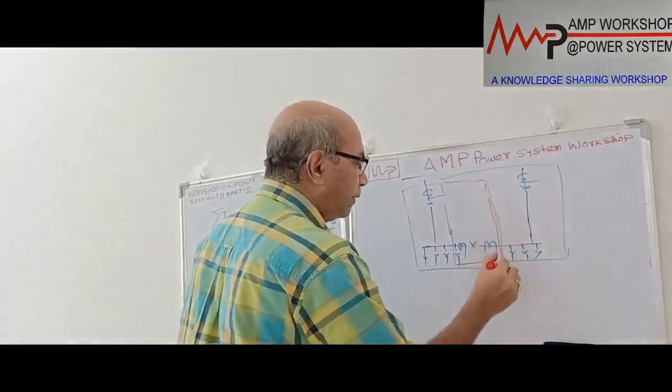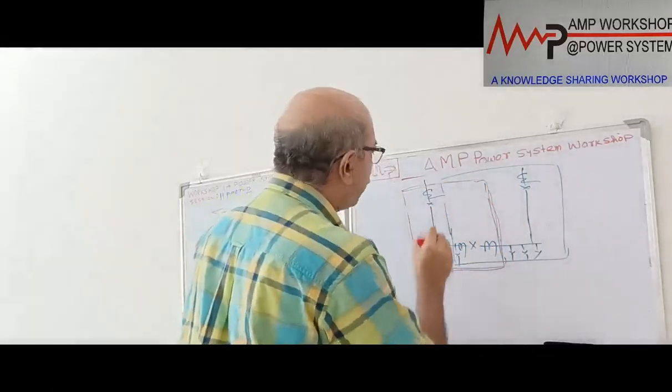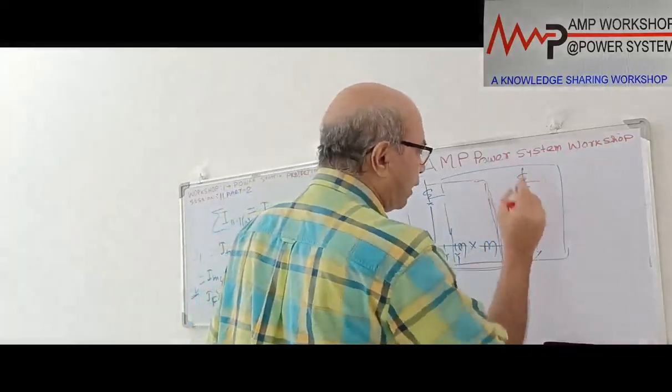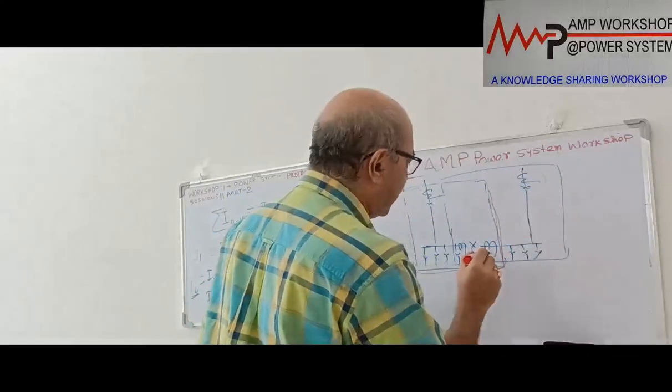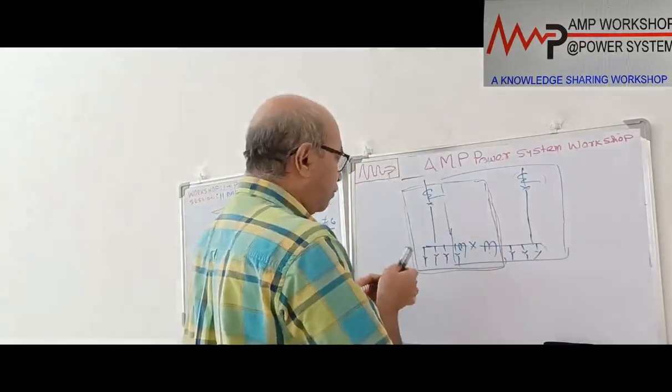This is zone 1. Zone 1 includes all the outgoing feeders, the incoming feeder, and the bus coupler. And zone 2 includes the zone 2 incomer, the second incomer, the bus coupler, and all the outgoing feeders of zone 2. Okay. Zone 2 will be up to this point.